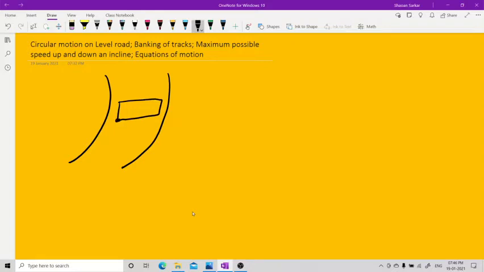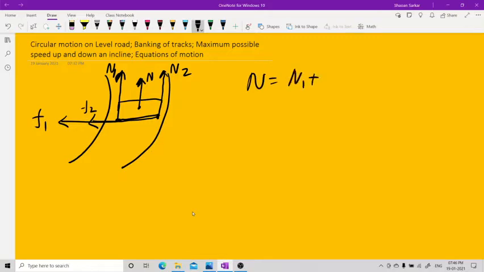The point where it touches it here and here. So I got a normal reaction in this sense, N1, and I have one more here in this sense, N2. And by vector addition, these two become N. Now, the first wheel will give rise to a frictional force F1. The second one will give rise to a frictional force F2. Now, by vector addition, N is N1 plus N2.